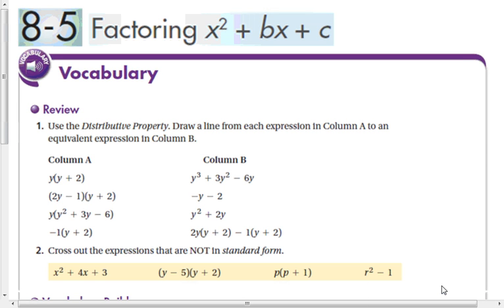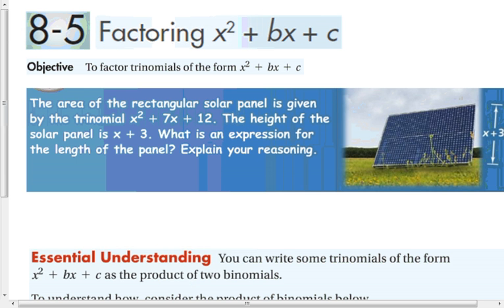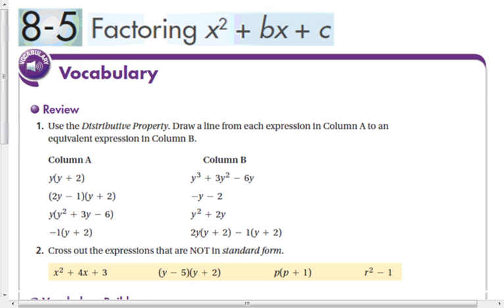Hey students, this is lesson 8.5. We're going to learn how to factor trinomials today. Specifically, you will learn how to factor trinomials of the form ax squared plus bx plus c. So go ahead and do the review here, and I'll check back with you.